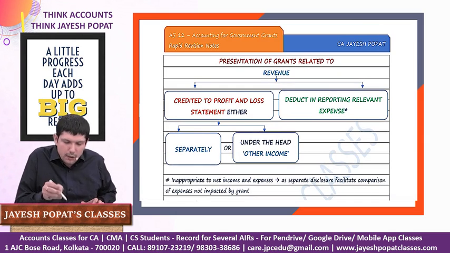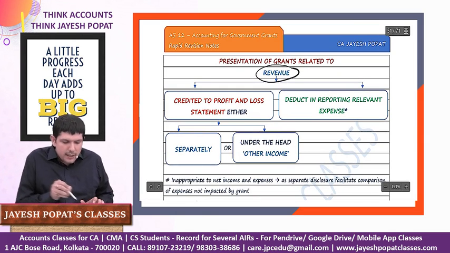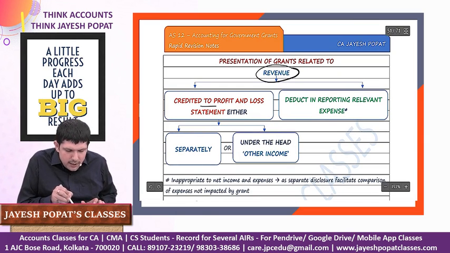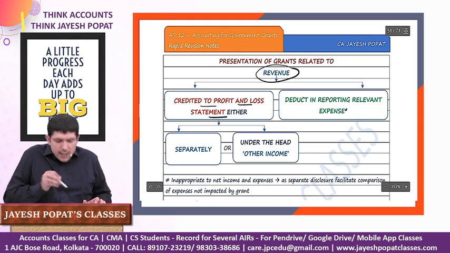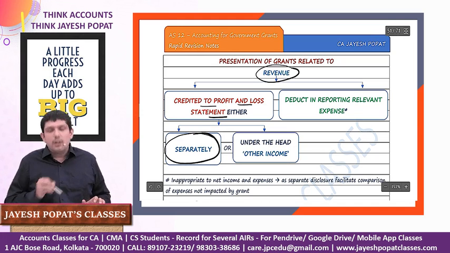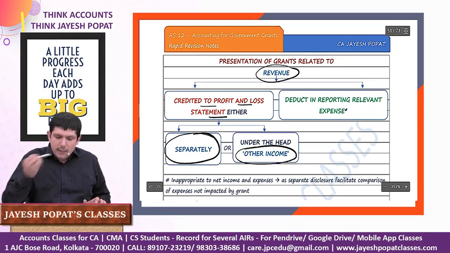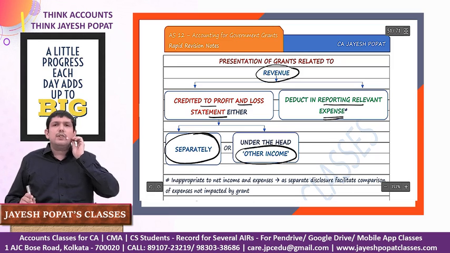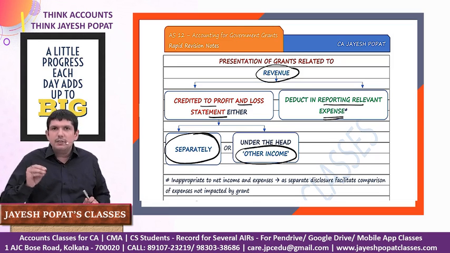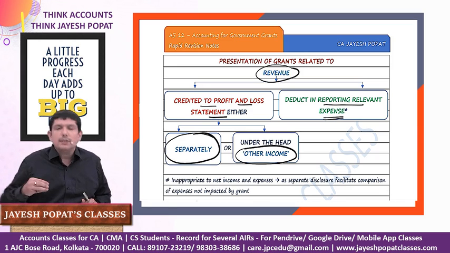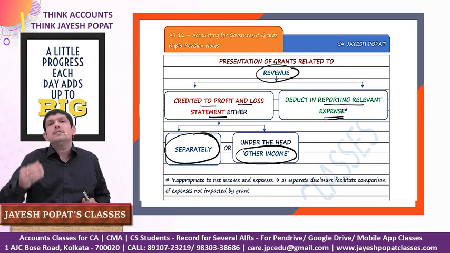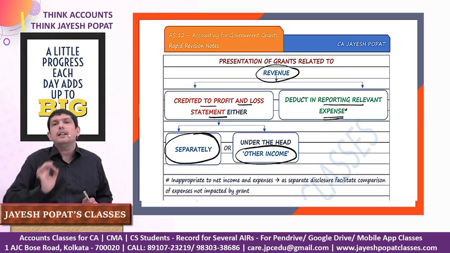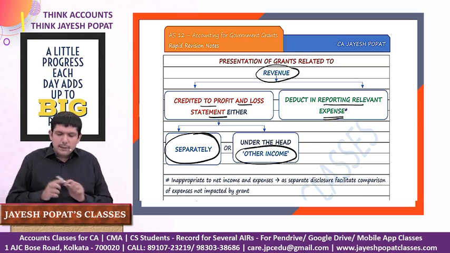Then presentation of government grant in relation to revenue. If it is in relation to revenue, credit the amount to the statement of profit and loss. Either you can show it separately or you can merge it under other income. Another option is to deduct the amount in reporting the relevant expense. For example, the grant is in relation to employee cost, right? Whatever employee cost we are incurring during the year, 20% of that cost is reimbursed to us in the form of government grant. So it says you may net off that particular grant with the amount of your expense.